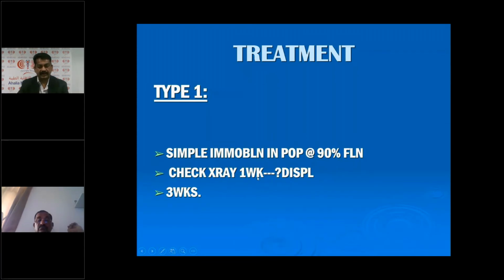And check X-ray after 1 week. The child is asked to come after 1 week, and we do a check X-ray to see if there is any displacement. If no displacement is there, just continue the plaster for 3 weeks. After 3 weeks, the plaster is removed and the elbow is mobilized. And the parents are asked to bring the child back after 6 to 8 weeks to assess the range of motion and all. Mostly it will be back to normal by that time.